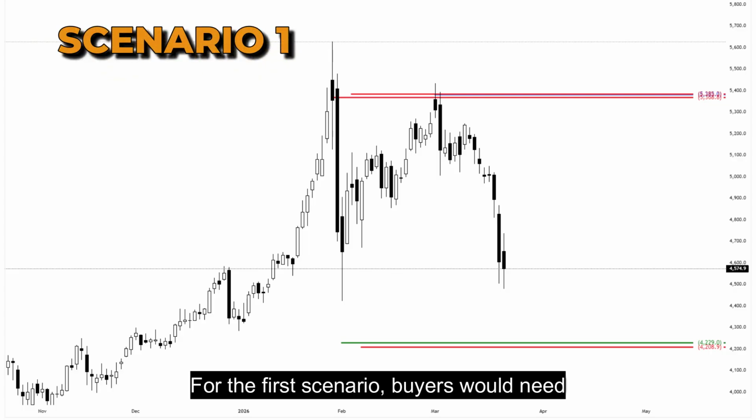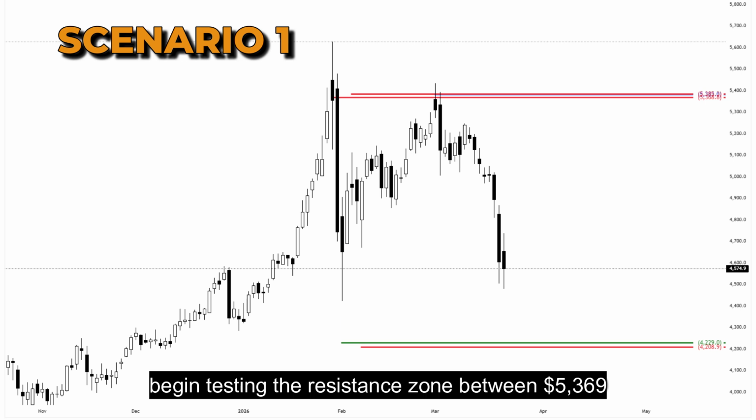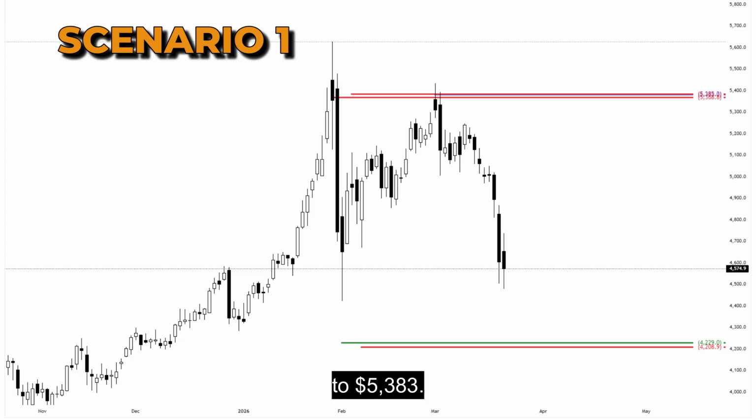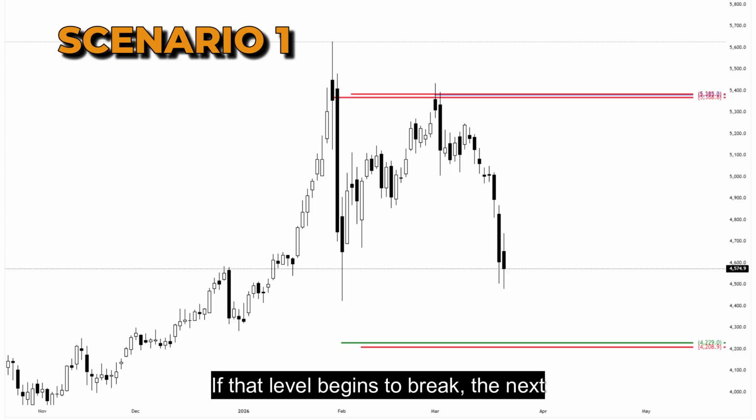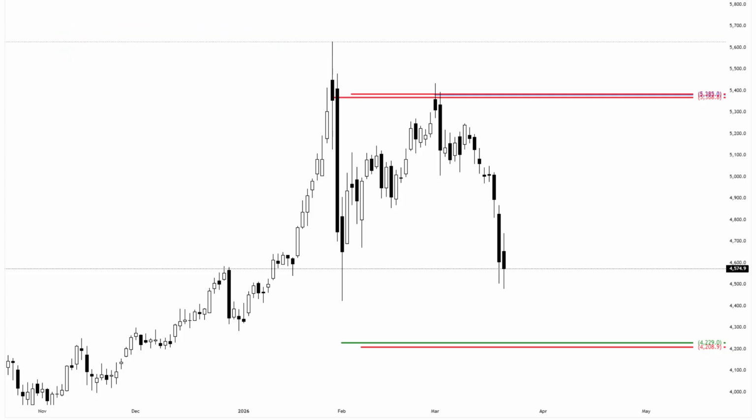For the first scenario, buyers would need to push back up above the equilibrium point at $5,000 and begin testing the resistance zone between $5,369 to $5,383. If that level begins to break, the next structural objective would be the range high near $5,700.